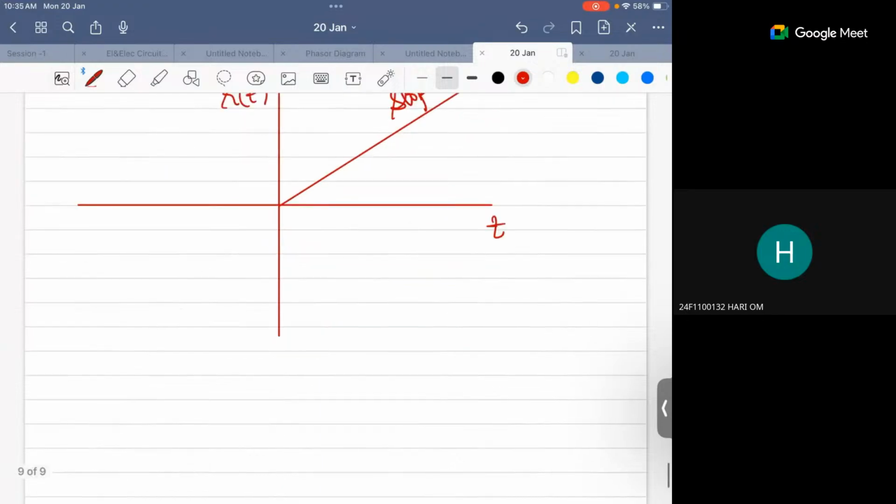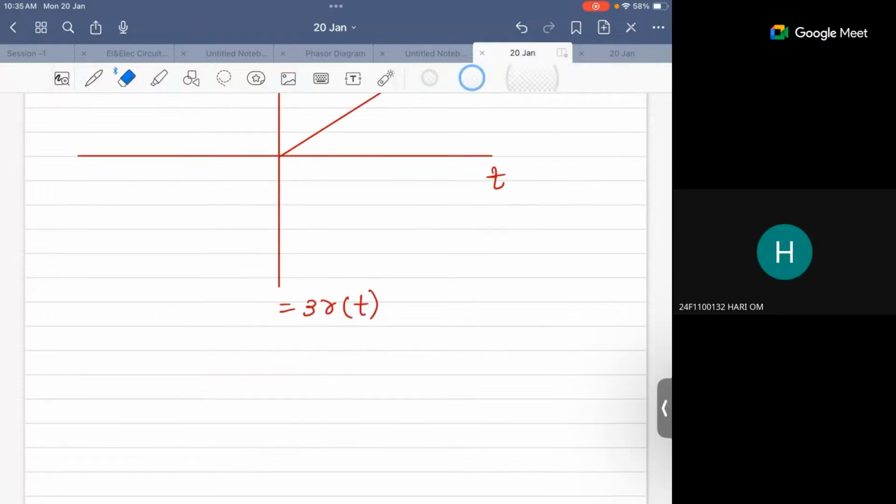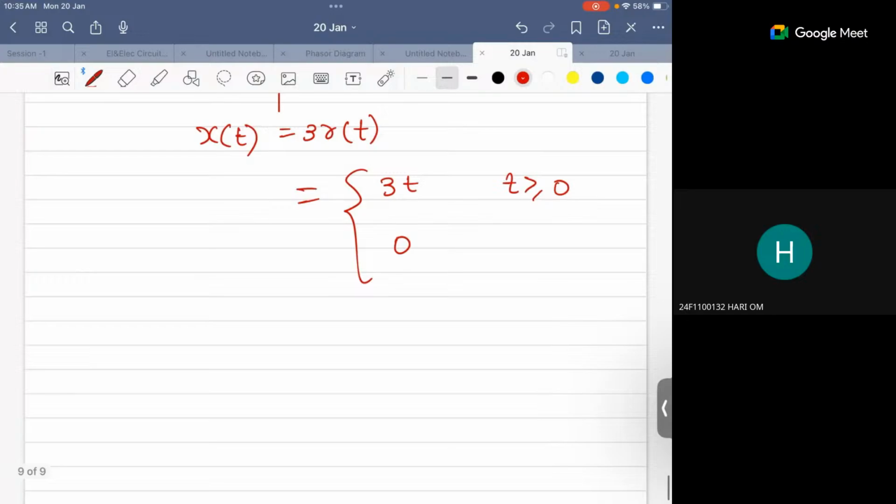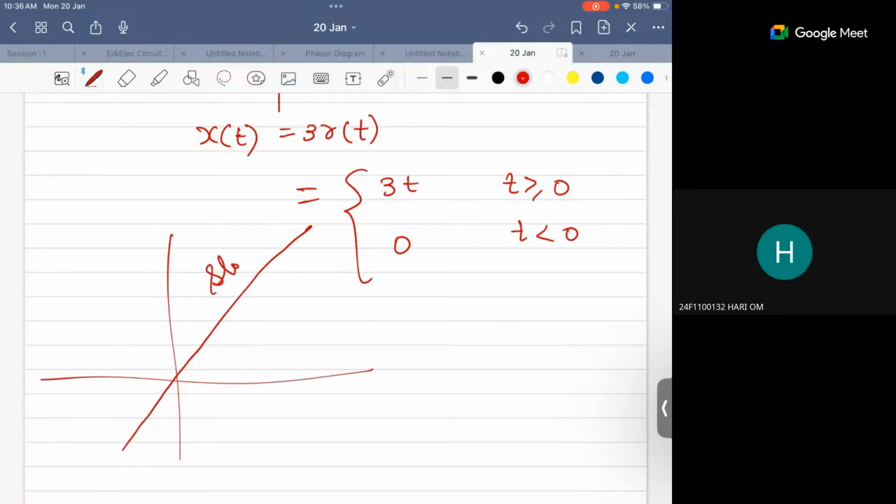Okay, if you have to represent 3 times the ramp function, 3r(t), how will you represent it? This is 3t for t greater than or equal to 0, and 0 otherwise. Now the slope will change. So the slope will be 3. So whenever you represent k t, this k represents your slope.